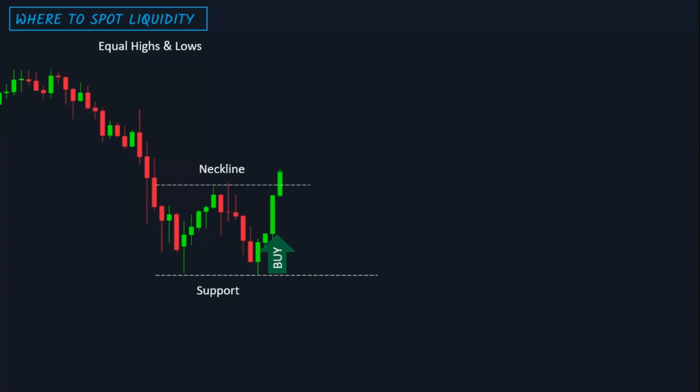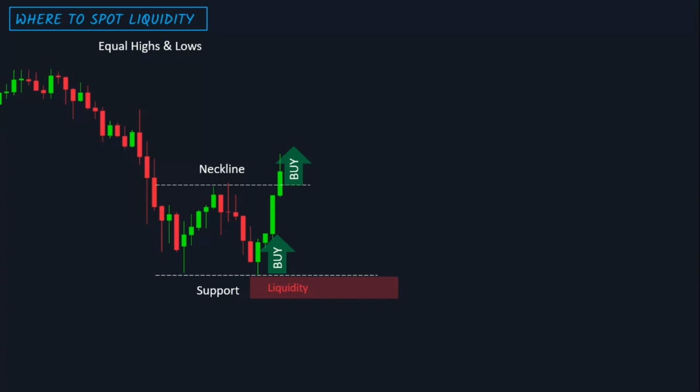Another highly reliable liquidity zone appears when the market forms equal highs or equal lows, two swing points at the same price level. Equal lows create a clean support line, often interpreted by retail traders as a double bottom or a strong buy zone. Retail traders enter long positions at the support line connecting the lows, or some will enter at the breakout of the neckline, with stop losses sitting just below the equal lows.